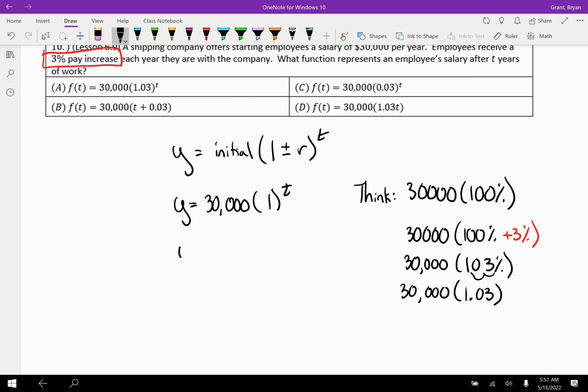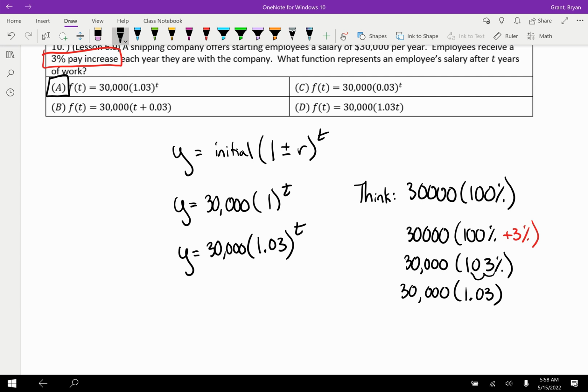And so our equation here should be $30,000 is our starting point, and every year we are going to multiply by 1.03. How many times are we going to multiply by 1.03? Well, it depends on the number of years, the time you've been with the company. If you've been there 5 years, you do 1.03 times 30,000, 5 times. So that gives you 5 3% pay raises. By the way, 5 3% pay raises is not a 15% raise. That's not the way percentages work. So here's our answer.